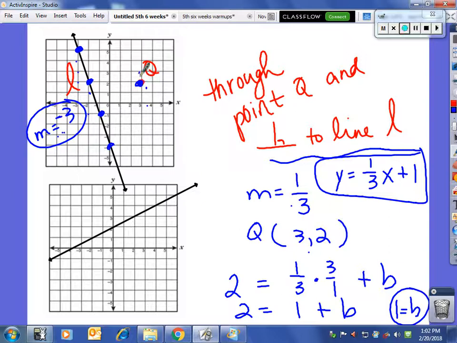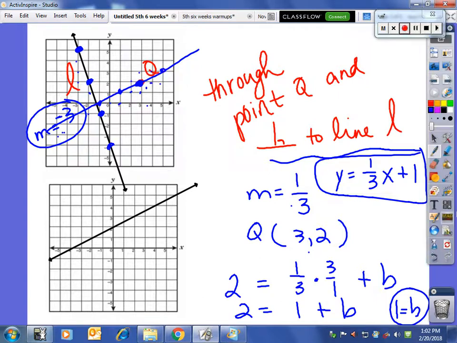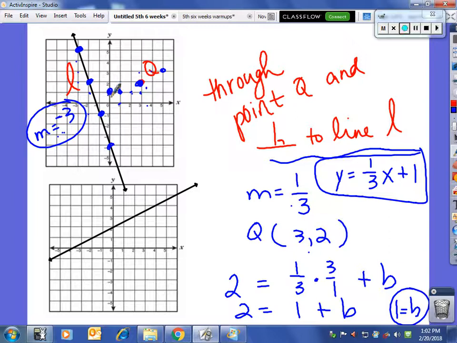Okay, so I'm going to go up 1 and over 3, or I could go down 1 and backwards 3. And sure enough, it's going to make a perpendicular line. Oopsie, I counted that wrong. From point Q, I'm going to go down 1 and backwards 1, 2, 3, and I did land on positive 1 on the y-intercept. Then connect those dots, and you will end up perpendicular, and you will have a y-intercept of 1.